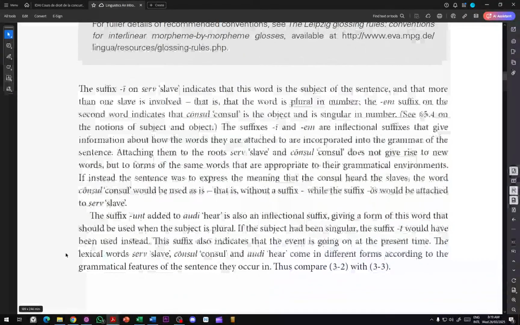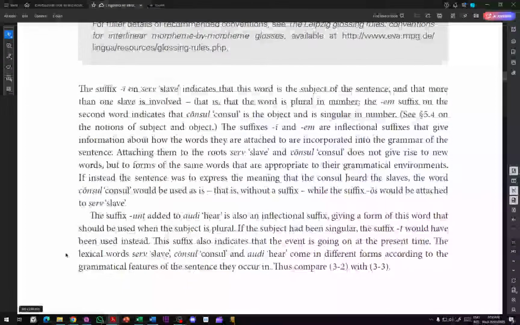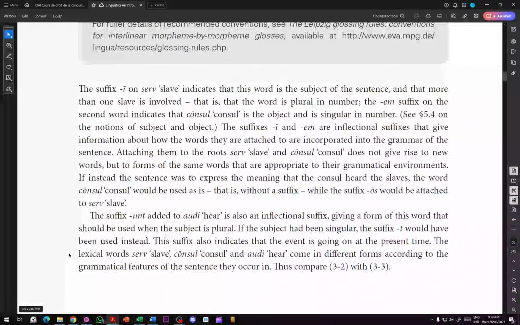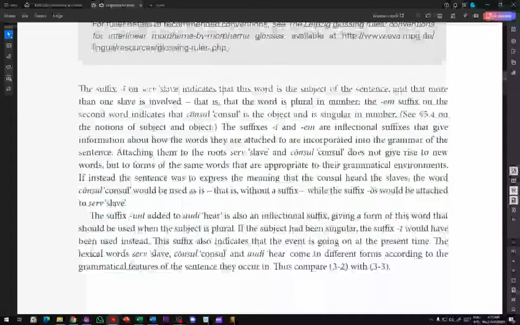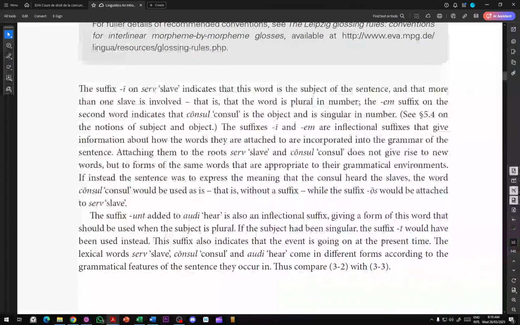The suffix unt added to odi here is also an inflectional suffix, giving a form of this word that should be used when the subject is plural. If the subject had been singular, the suffix t would have been used instead. This suffix also indicates that the event is going on at the present time.